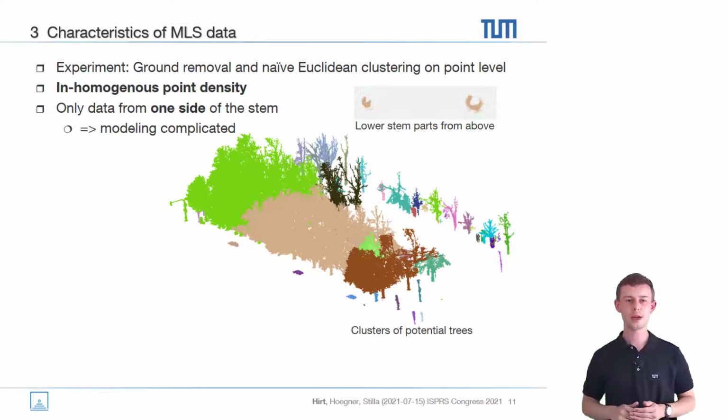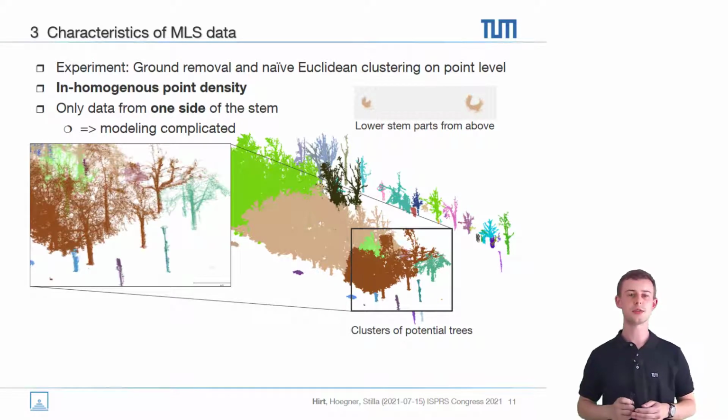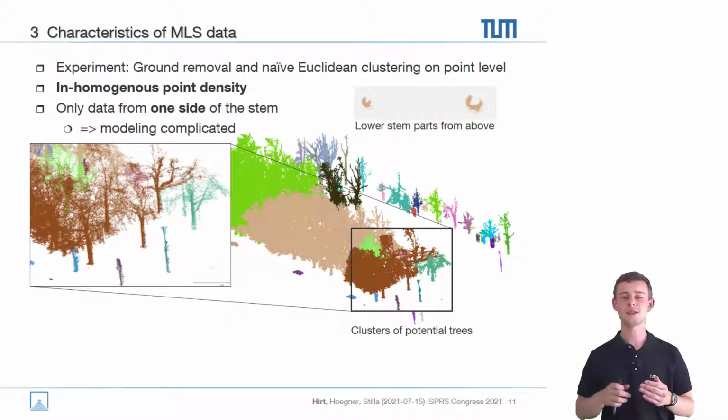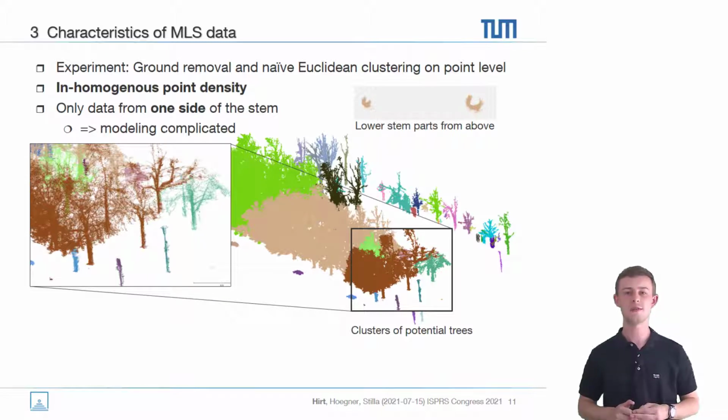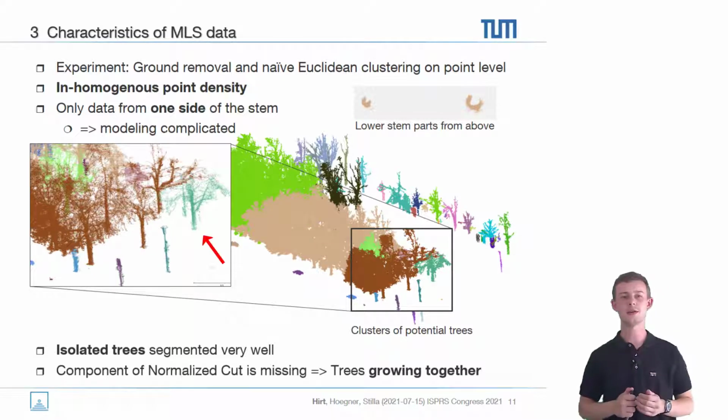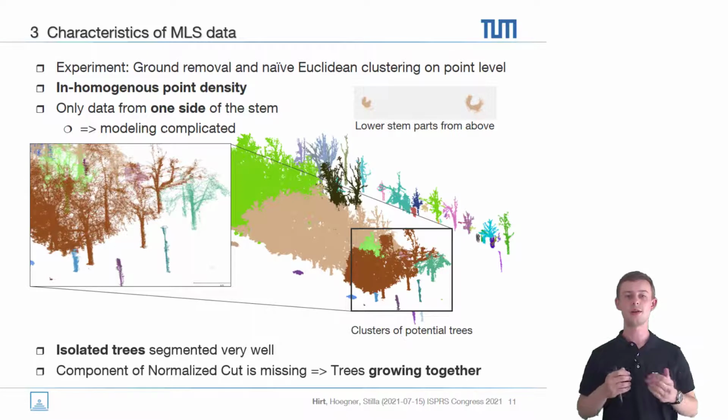Now if we zoom in, we see, yes, the clustering found some pole-like objects and especially trees, but as we see at these huge colored areas, many trees have grown together. Only some isolated trees, like here in the foreground, were extracted very well. The rest has to be dealt with by our normalized cut.